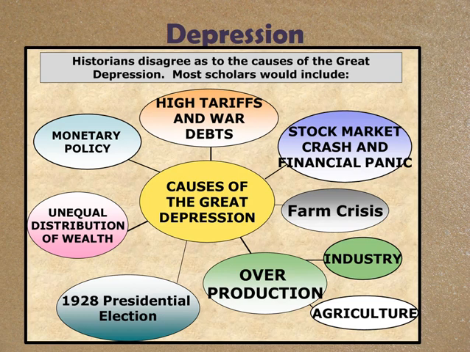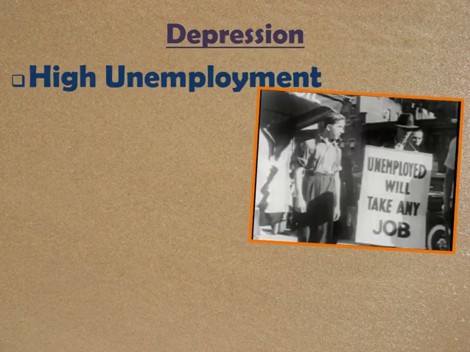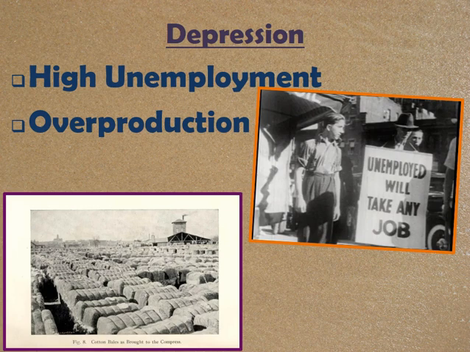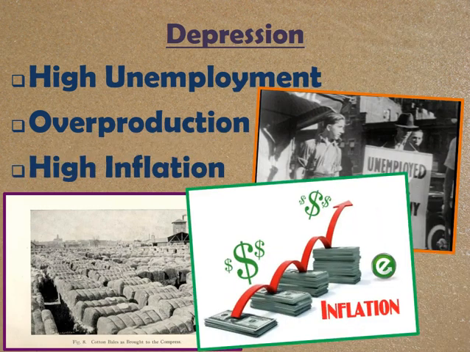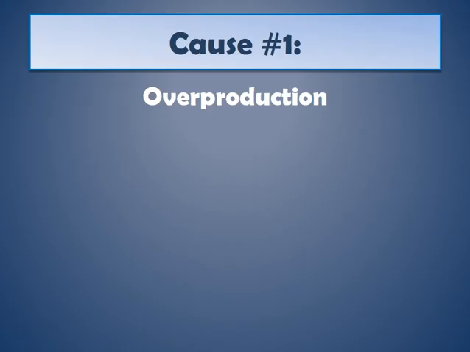When it comes to the causes of the Great Depression, historians will throw all these things out there: higher tariffs and war debt, stock market crash, farming crisis, industry, agriculture, overproduction, 1928 presidential election, unequal distribution of wealth, and monetary policy. So some historians would say that these are all causes of the Great Depression. Some historians will shrink it down and say basically there were three causes of the Great Depression. Number one, high rates of unemployment, especially towards the end of the 1920s. Number two, overproduction of agriculture and of industrial products. And number three, high inflation. And these are all things we start to see by the end of the 1920s, and they are all things that will contribute to the Great Depression.